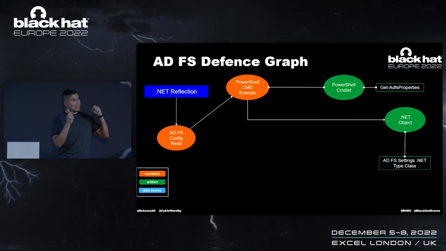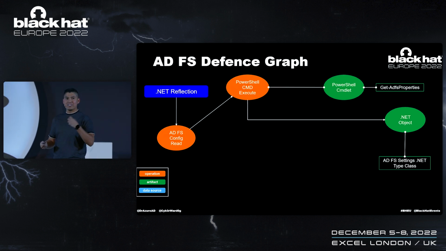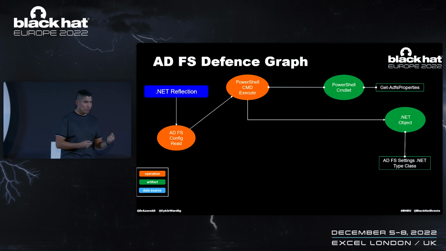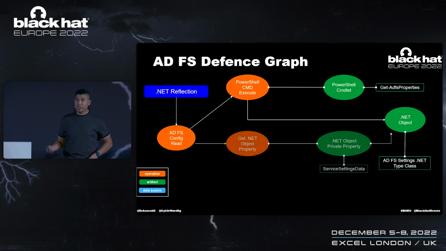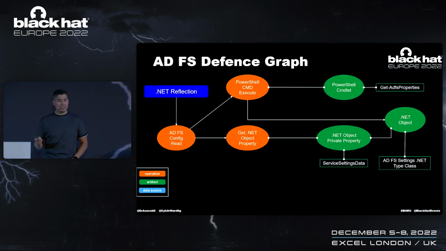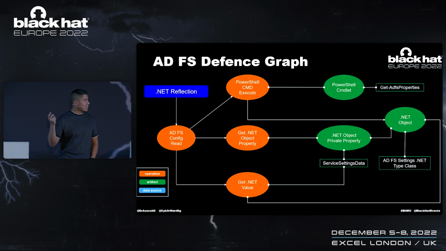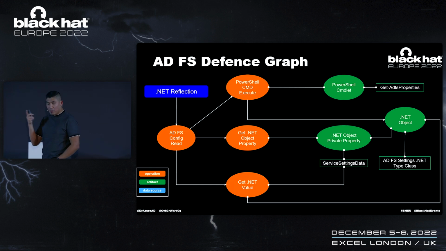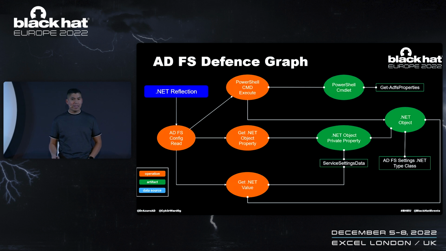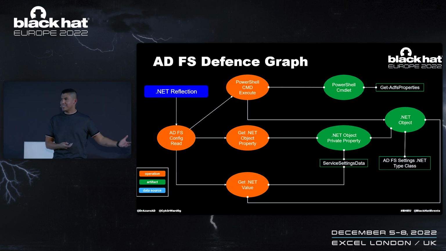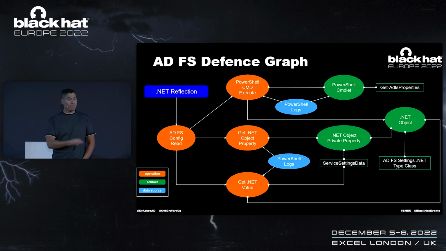This will give you that ADFS settings as a .NET object, but the properties available in this object are actually public properties. So the goal is to access private properties in this .NET object. You can accomplish that by trying to get a specific private property called service settings data, and then you can get the value of the .NET settings object pointing to that private property. And that's pretty much how you can get the ADFS configuration from a database.